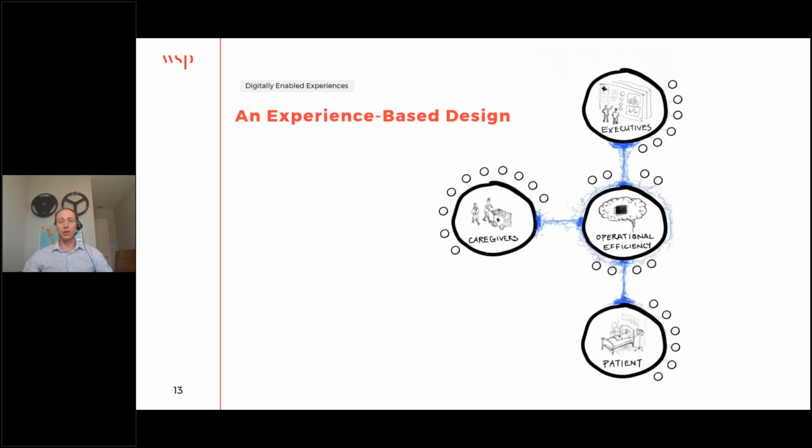So the approach we follow there is an experience-based design approach. We look at the operational efficiency as the heart of the facility, because it needs to remain operational, and then so it can serve the patient. It needs to have adequate facilities so that caregivers can deliver what they need to do, and it needs to remain profitable and operational for the facility to have longevity.